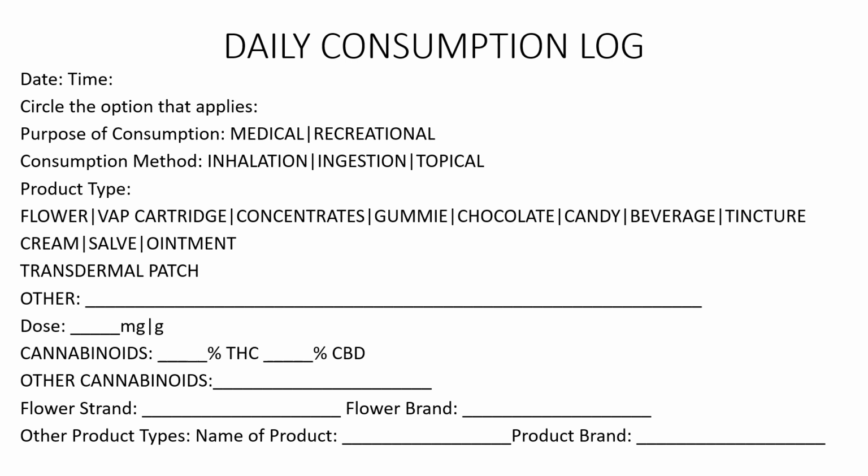So, okay, you will write down the purpose of consumption, the consumption method: inhalation, ingestion, topical. You will write down the product type. Was it flower, a vape cartridge, or concentrated THC product, a gummy, a chocolate, a candy, a beverage, a tincture, and so forth, or something else or other. You will write the dosage, milligrams or grams. You will write the percentage of THC and CBD cannabinoids. You will also write down the percentages of other cannabinoids. If you took flower, you would write down the flower strain and the flower brand. If you took another product, you would write down the name of that product and the product brand.